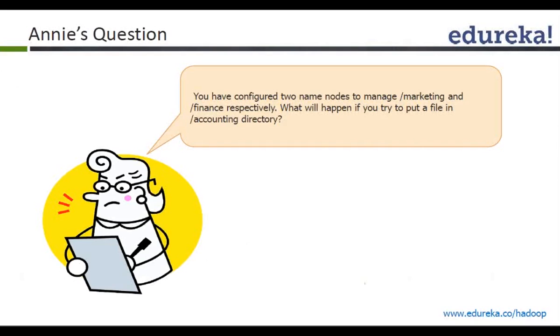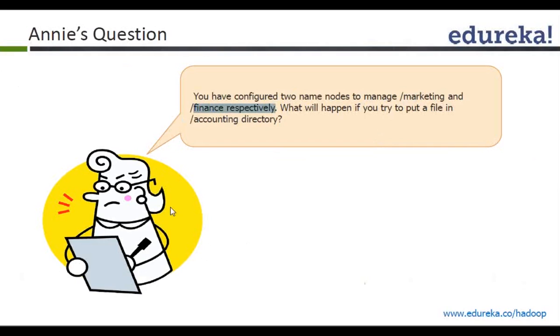Cool. Now coming back to this question, what are we seeing over here? There are 2 name nodes to manage. There is a slash marketing which will be taken by the first name node, and there is a slash finance in the second name node. Now you try to put a file into an accounting directory. What would happen? Okay, will it work? Will it fail? These are the 2 possibilities.